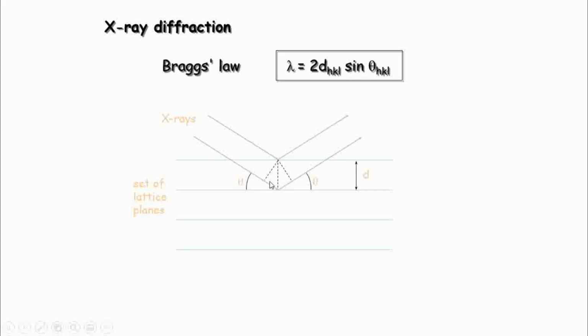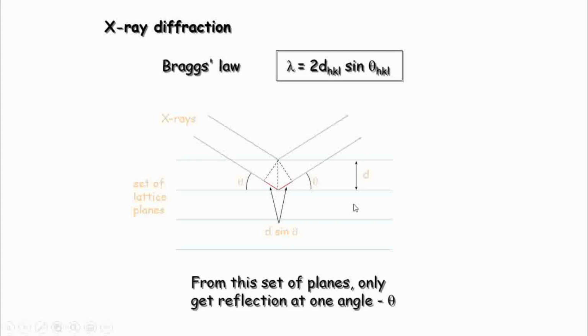You see the region within this dotted line, the wavelengths are traveling extra, and this extra traveling will force them to give that diffraction. So this is given by d sine theta. So theta is this angle of diffraction, and d is the distance between the atomic planes.